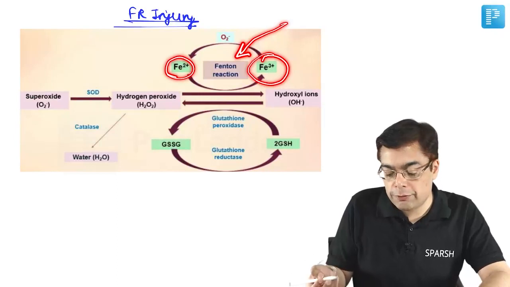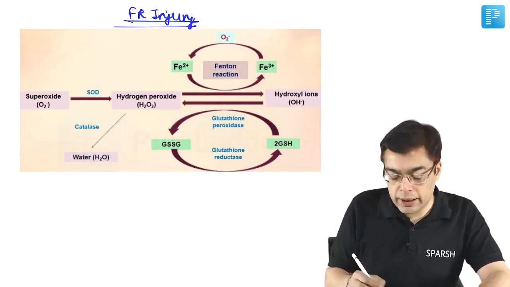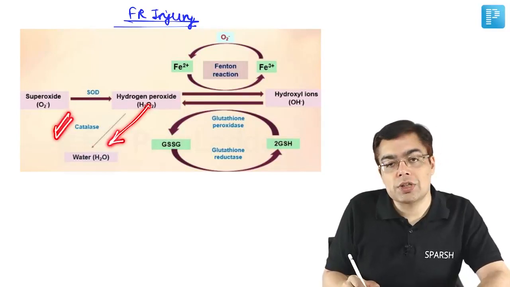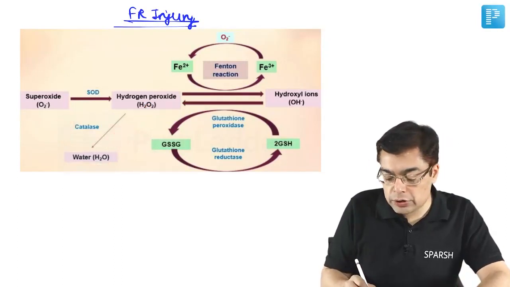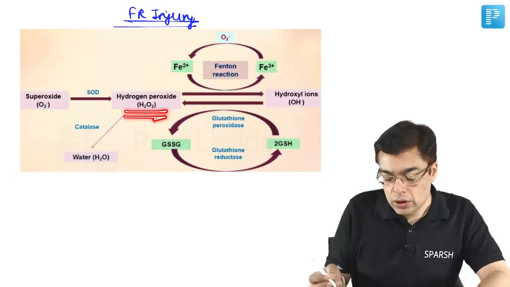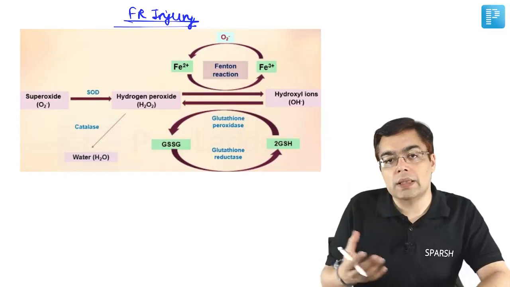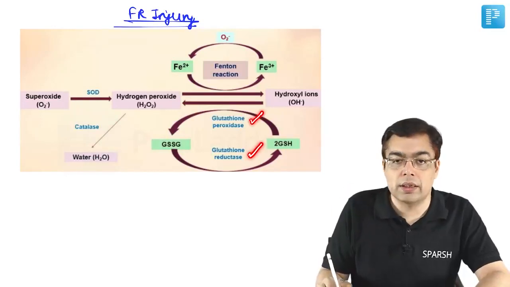We also need to be familiar with the fact that in order to neutralize this hydrogen peroxide, we can have the role played by the catalase enzyme. So direct transformation of hydrogen peroxide into water. The second possibility is that hydrogen peroxide gets converted into water with the help of reduced glutathione, and as and when I mention reduced glutathione, this undergoes a cycle because of enzymes like glutathione peroxidase as well as glutathione reductase.